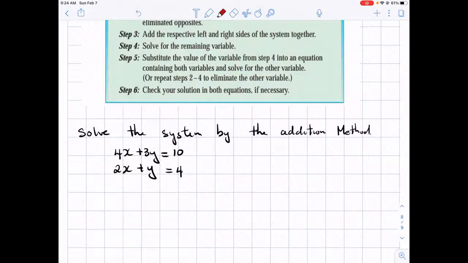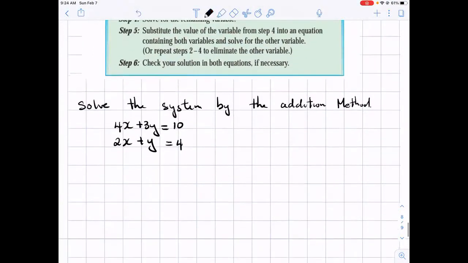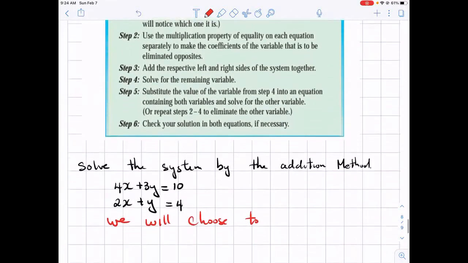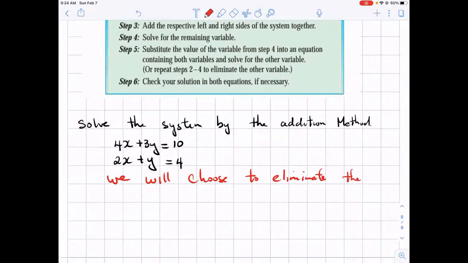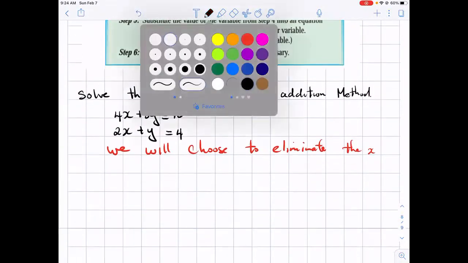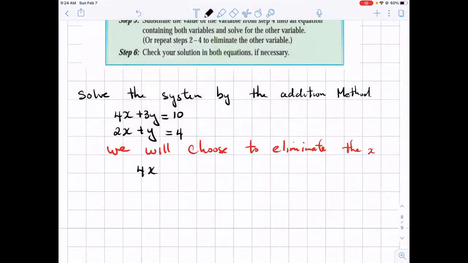So what we're going to do, we will choose to eliminate, or cancel, the x. To do this, it's a very easy process.